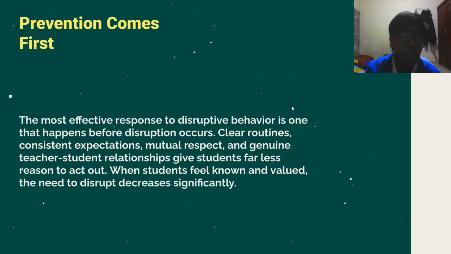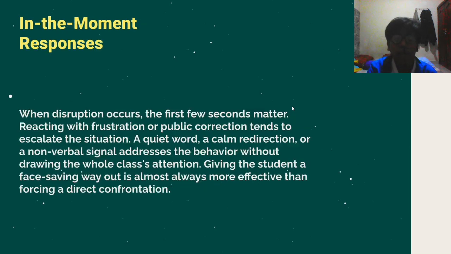Prevention comes first. The most effective response to disruptive behavior is one that happens before disruption occurs. Clear routines, consistent expectations, mutual respect, and genuine teacher-student relationships give students far less reason to act out. When students feel known and valued, the need to disrupt decreases significantly.